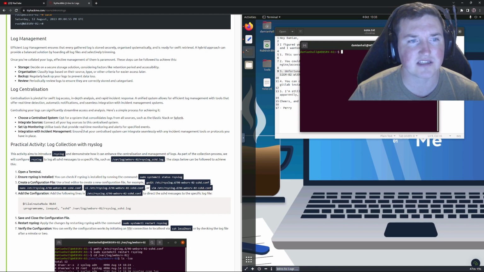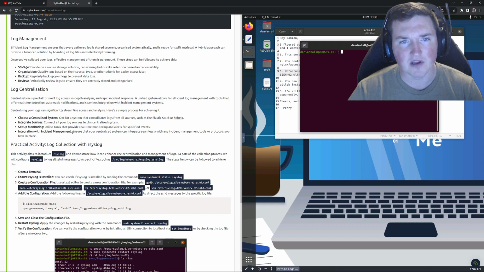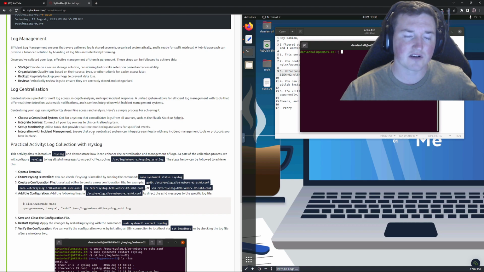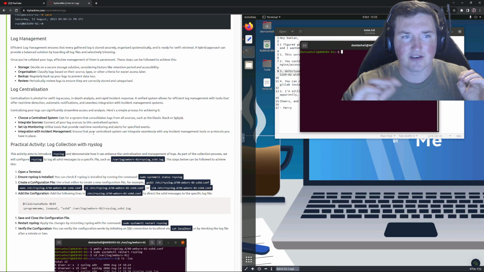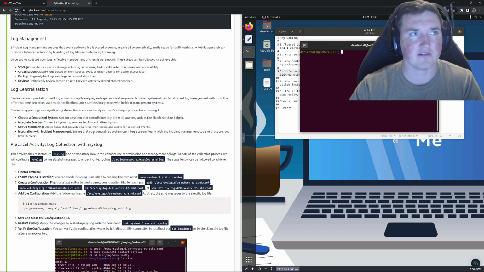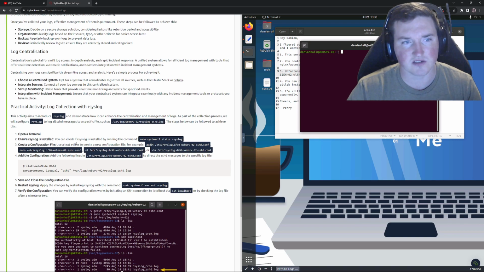And then integration with incident management. Pretty simple. You should be getting an alert from your logs. Something occurred. Who knows what it is? And then you automatically have an incident management plan, right? It's already going. So that's the whole point. That's what logs are for.